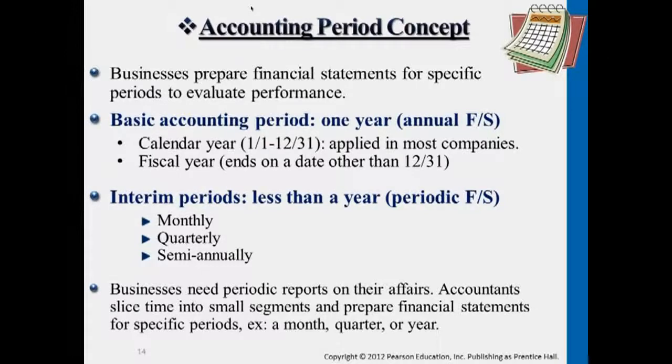So the annual statement always covers a 12-month period. It could start from January 1st. It can also start from other dates, but as long as it's 12 months, then that's okay. Most of the companies follow calendar year. Other retail stores may follow a fiscal year, on another date other than December 31st.